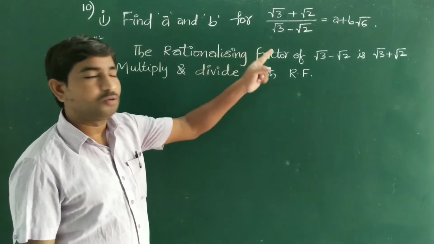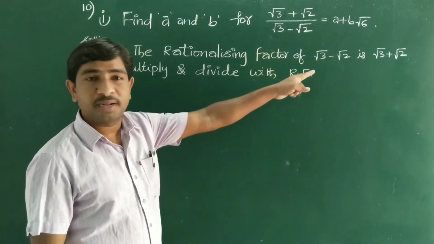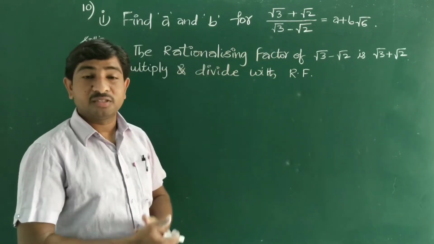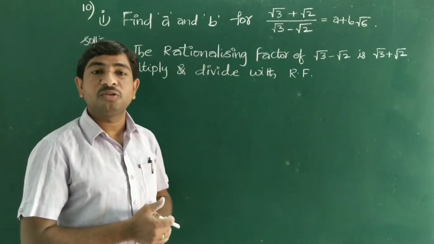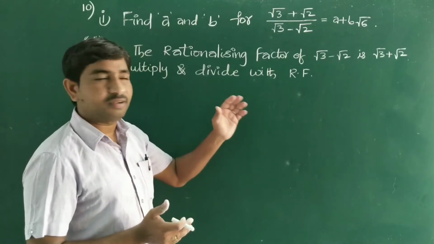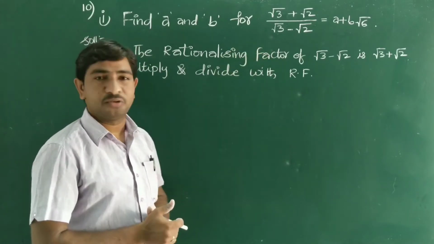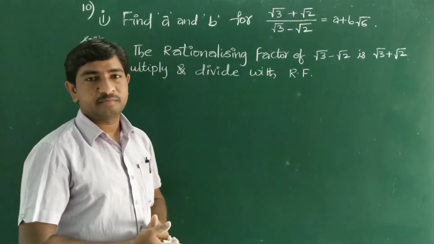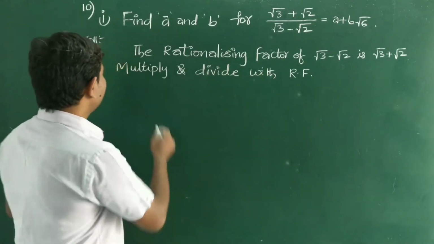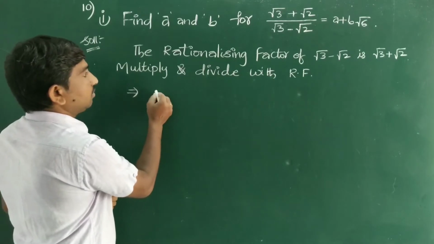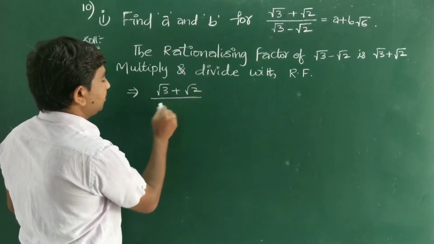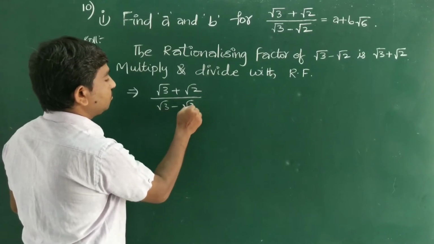So root 3 minus root 2 into root 3 plus root 2. If you multiply these two, what will you get? A rational number we have to get. So root 3 plus root 2 is the rationalizing factor for the denominator root 3 minus root 2. So now multiply and divide with this rationalizing factor. What will we get? See that. So now root 3 plus root 2 by root 3 minus root 2.